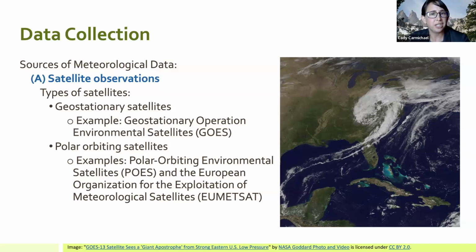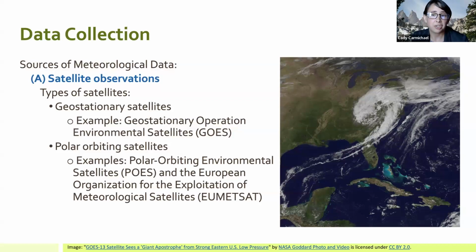POES makes about 14 nearly polar-to-polar orbits per day, sitting about 520 miles above the surface of the Earth. But these two systems have partnered together, so they provide 2 complete views of weather around the world each day. And they have very sophisticated instruments that provide visible images, from the visible spectrum of light, infrared imagery, and then also microwave data, which is useful in measuring things like atmospheric temperature and precipitation.